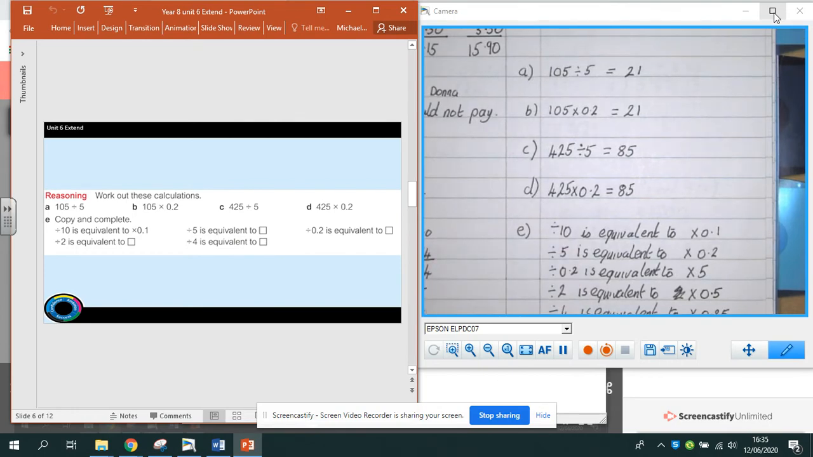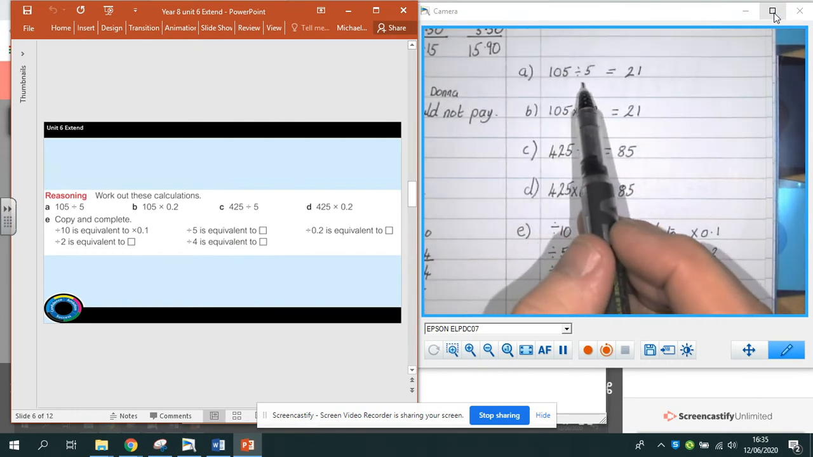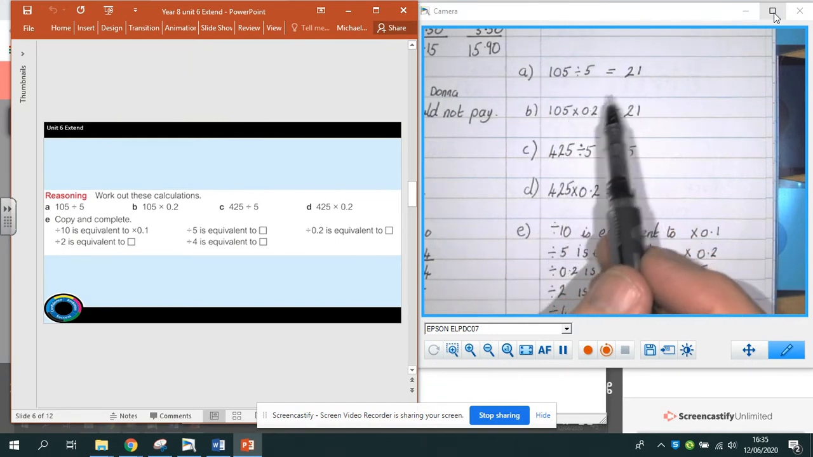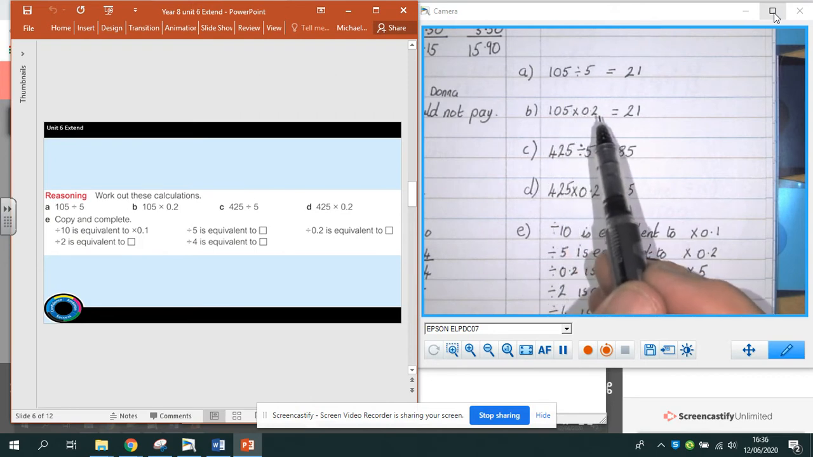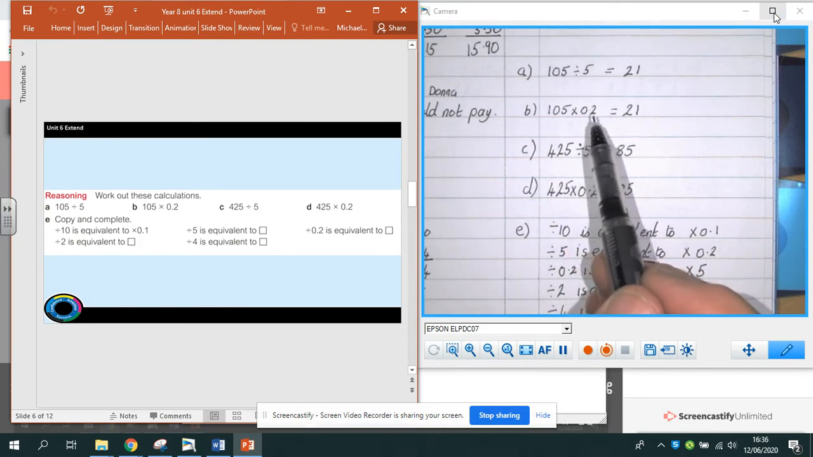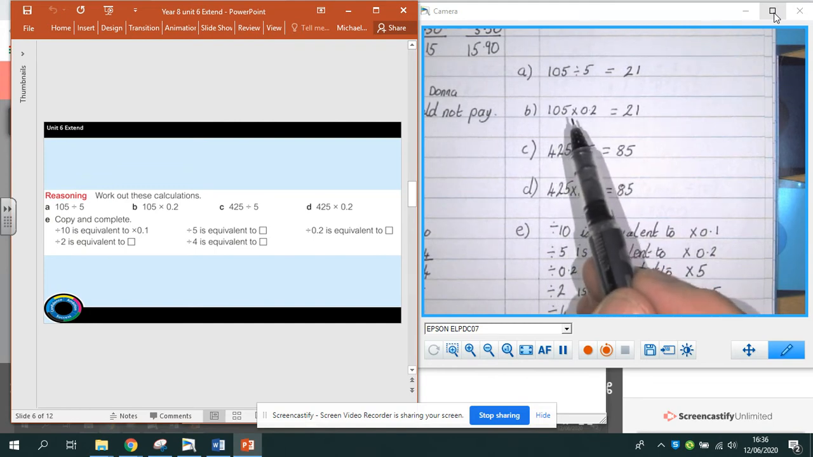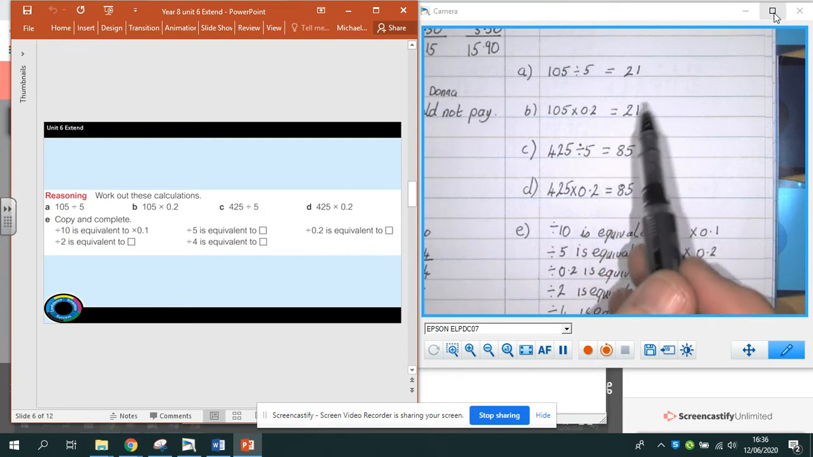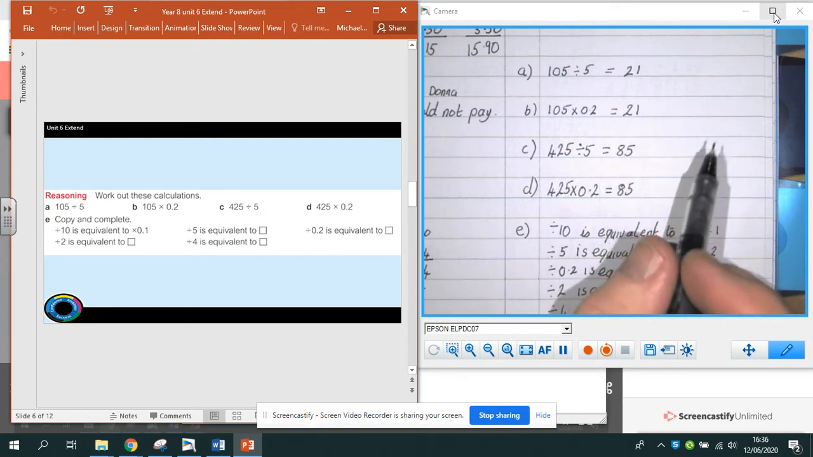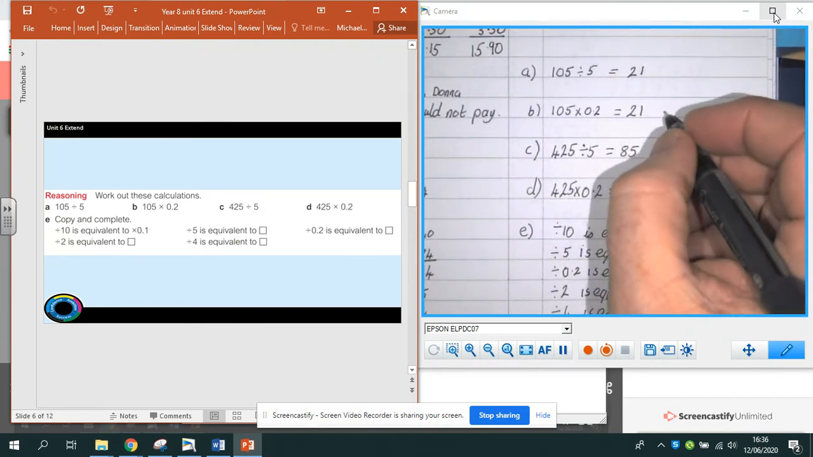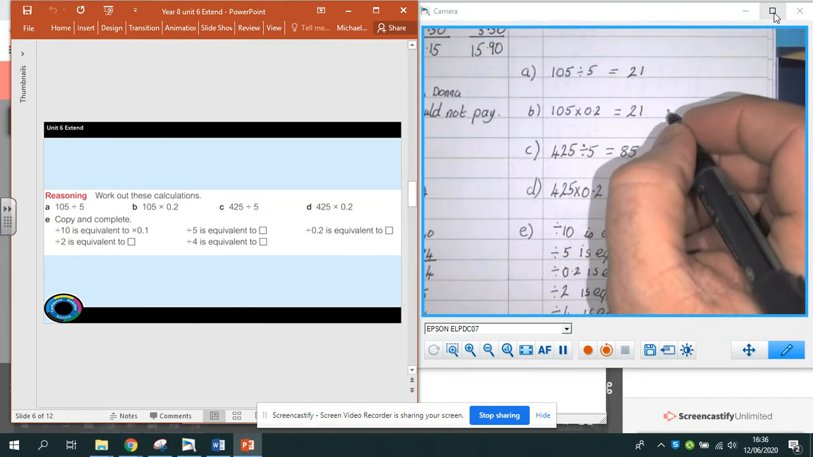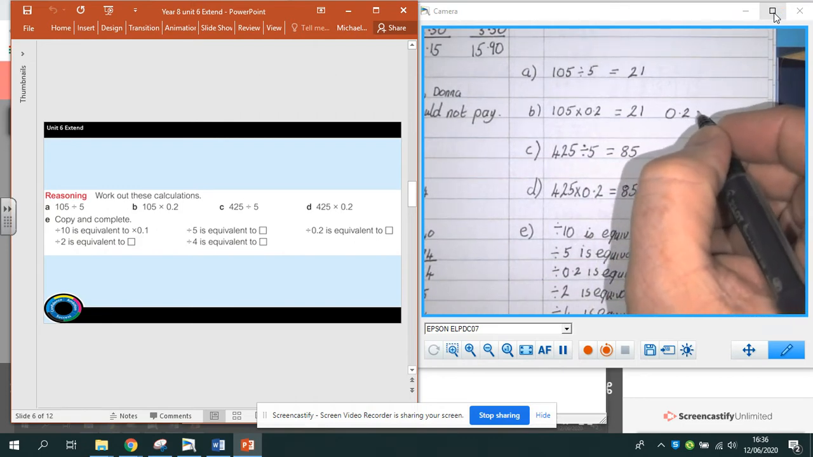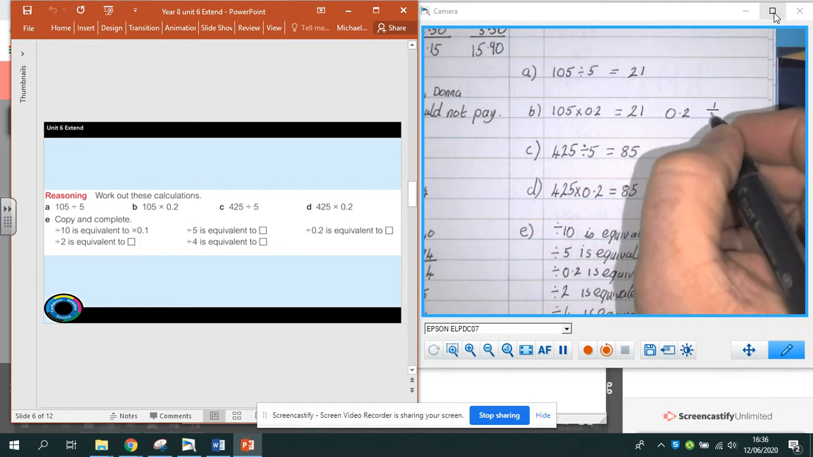So let's go through this. 105 divided by 5. Well, 100 divided by 5 is 20. 5 divided by 5 is 1, so that gives us 21. 105 times 0.2. So that would give us 105 times 2, which is 210. And I need one number after the decimal point. So I've moved the numbers one place to the right. So that would also be 21. Incidentally, when you're doing stuff like this, remember that 0.2 expressed as a fraction is 1 over 5.